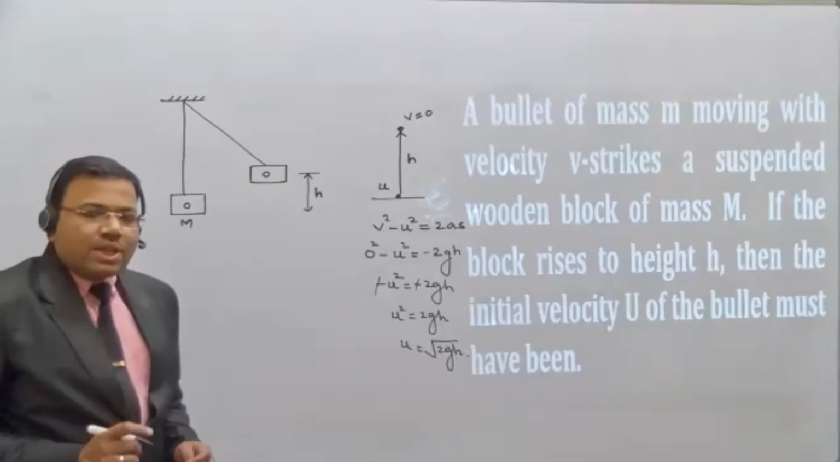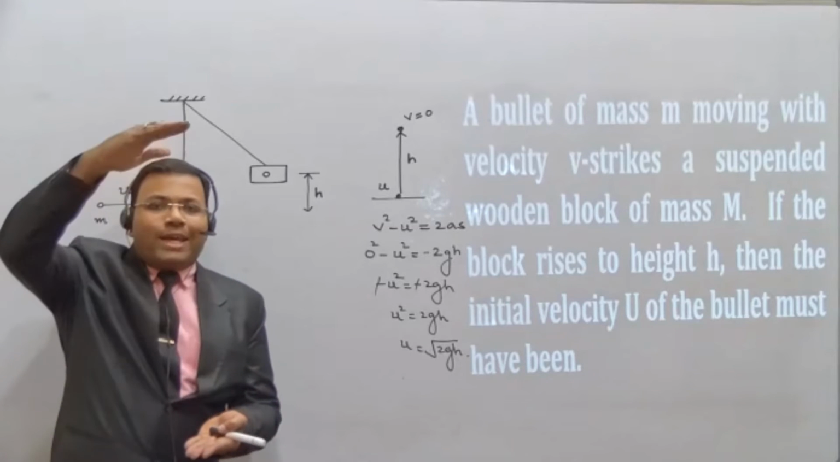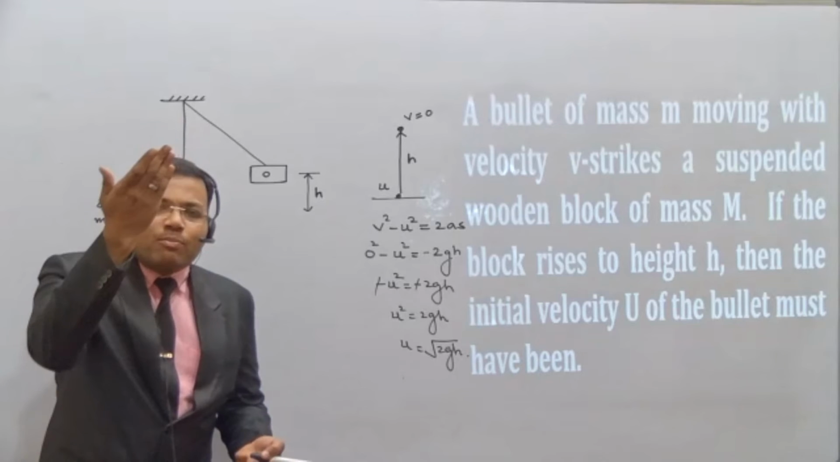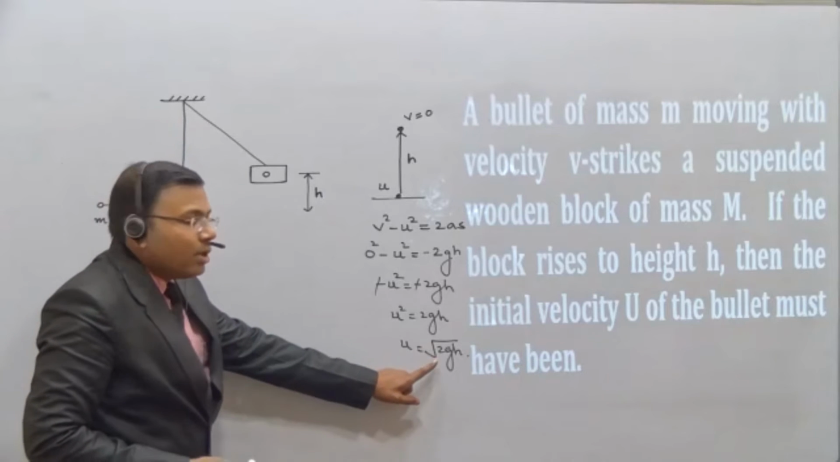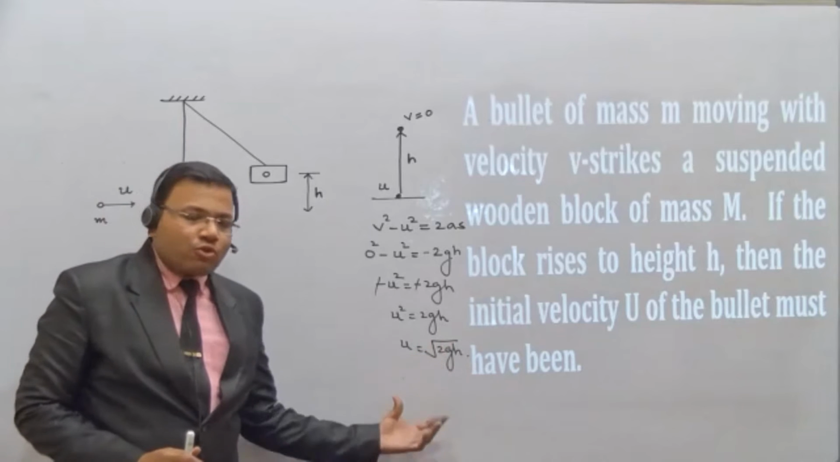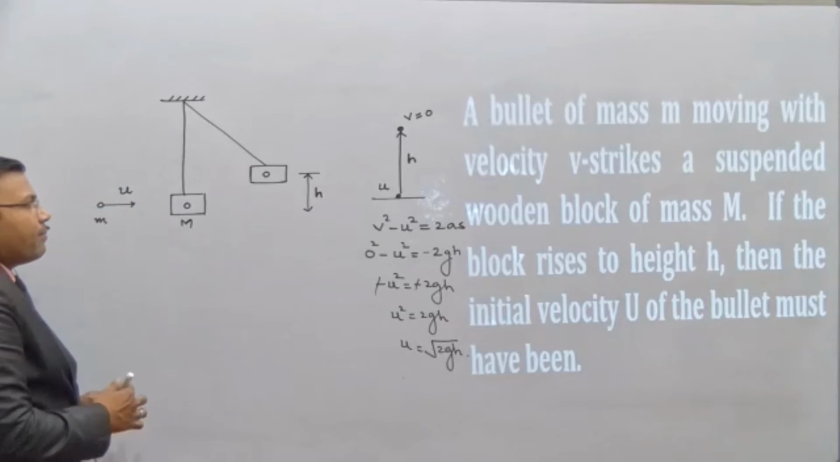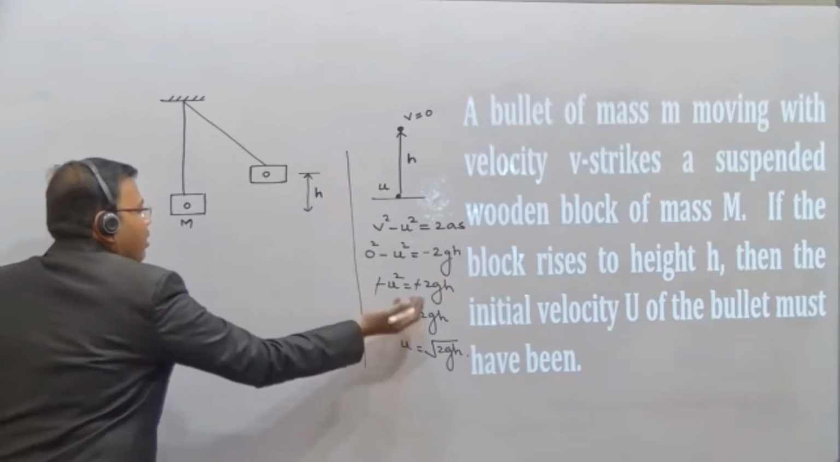So I repeat once again, whenever you want any object to move to a height h, with how much velocity do we have to project it? We have to project it with a velocity under root of 2gh. This you have to remember, this is the concept we are using here.